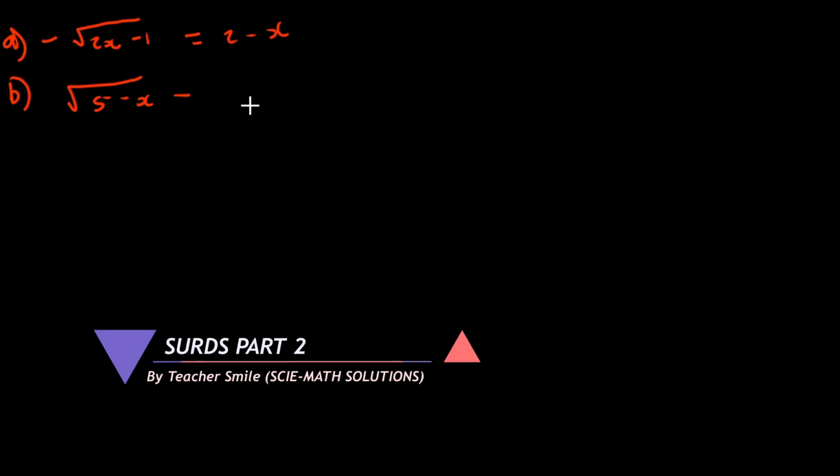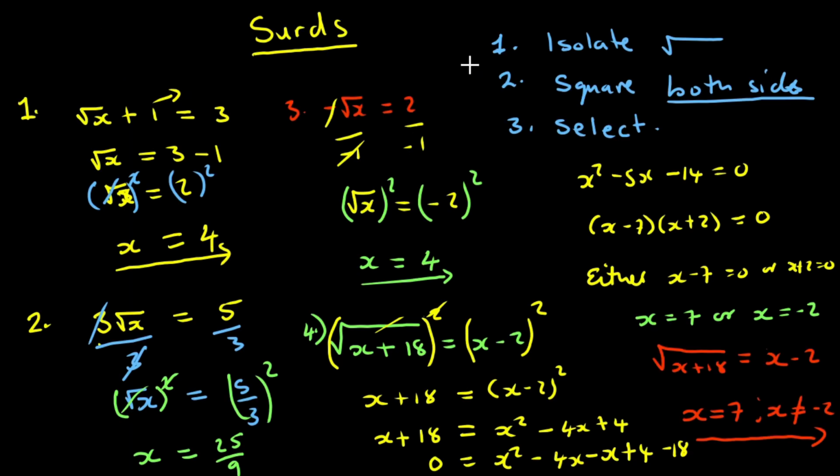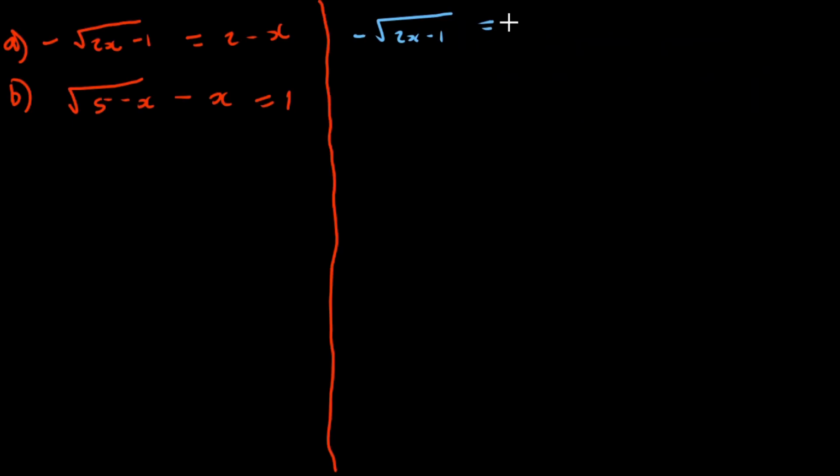2018. November 2018. Right, so you also try this. Use the steps that we talked about here. First, isolate, then square both sides, then select 1 is equals to 2 minus x. You can pause the video and work it out, and then we see what you can get. Assuming that you have paused the video and you have calculated this one, let's just move on.